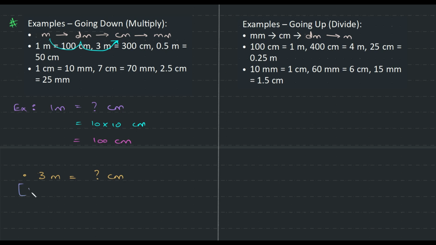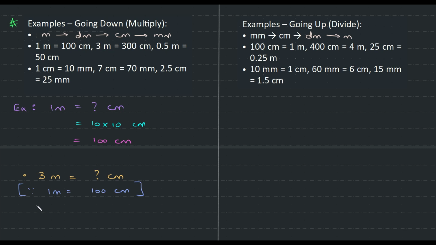So we know that 1 meter is 100 centimeters, because we are looking at how many steps? 2 steps, 1 and 2. And since we are moving from bigger to smaller, we need to multiply 2 times with 10. So this is 100 centimeters.